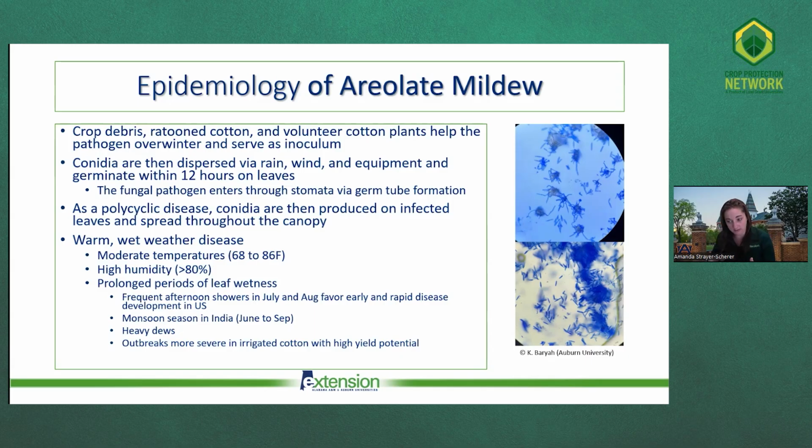Now, this is a polycyclic disease, so once you do get those infected leaves initially, when you have conducive conditions, so that prolonged period of leaf wetness, high humidity, those moderate temperatures, and just activity going through the crop canopy, it will then move to infect other leaves within the plant canopy and move down the row or side to side.